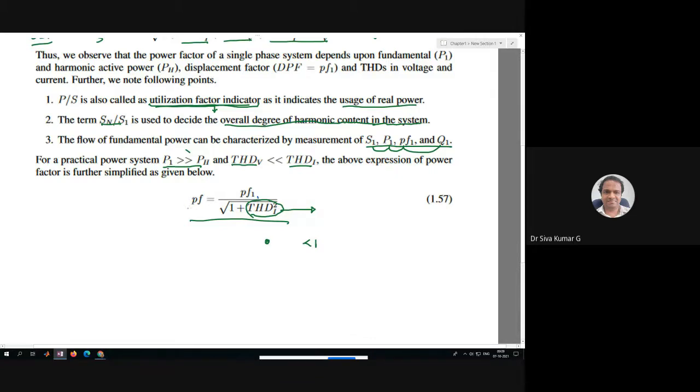by harmonics; harmonics is influencing the overall power factor. The THD in current, if you are allowing the harmonic current to be more, then we say that the non-useful power is more.